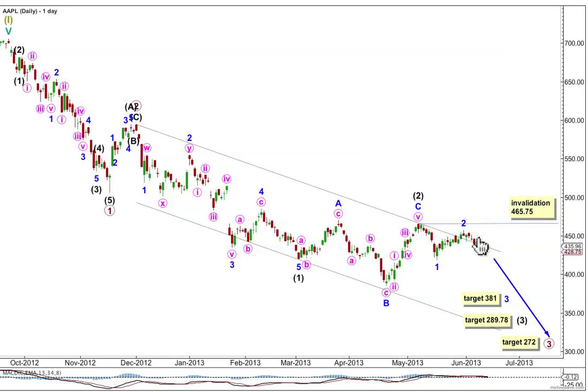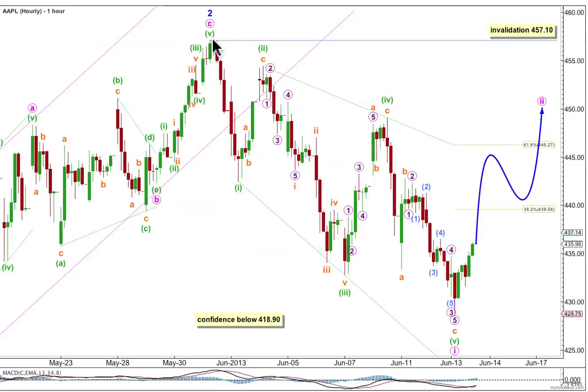465.75. Let's have a look at what's happened in the last few days for Apple on the hourly chart, where the end of minor 2 and the start of minor 3 at this point up here is this point up here. So far to the downside, we have a 1, 2, 3, 4, 5 wave structure, which adds further confidence to the idea that we've seen a trend change up here.